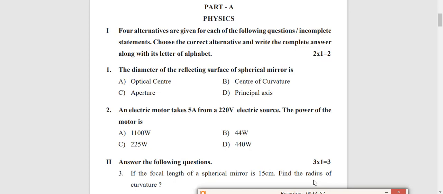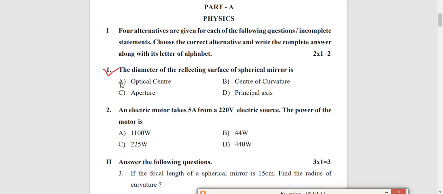The first question is: the diameter of the reflecting surface of a spherical mirror is. What is that term called? Four options are given: optical center, center of curvature, aperture and principal axis.